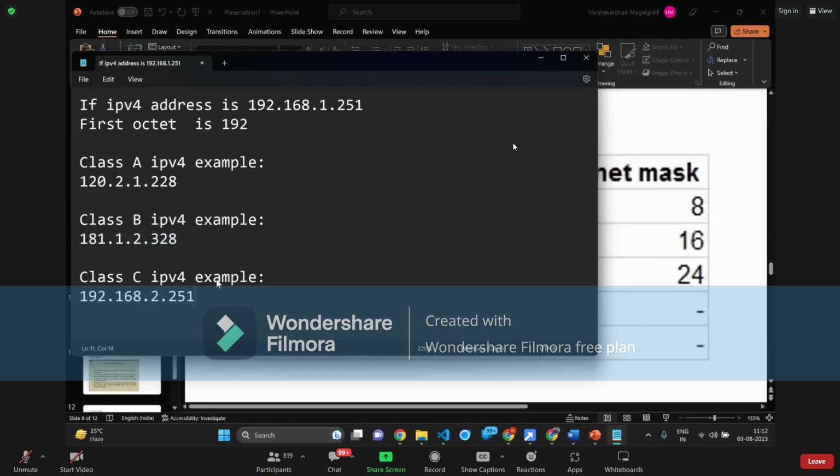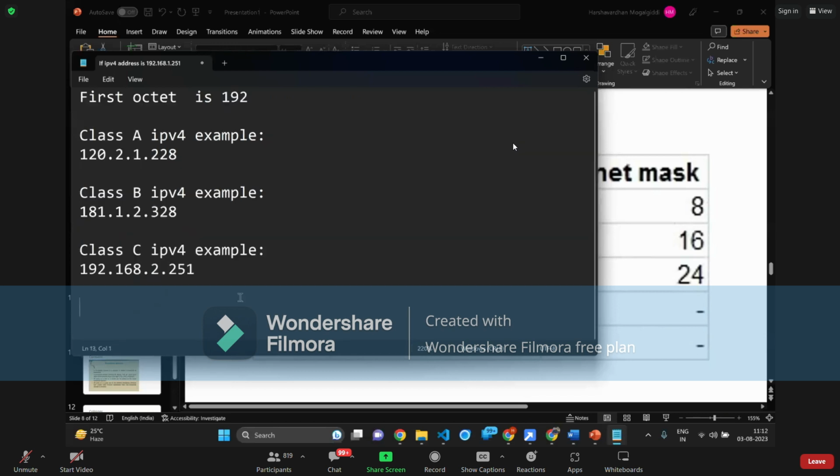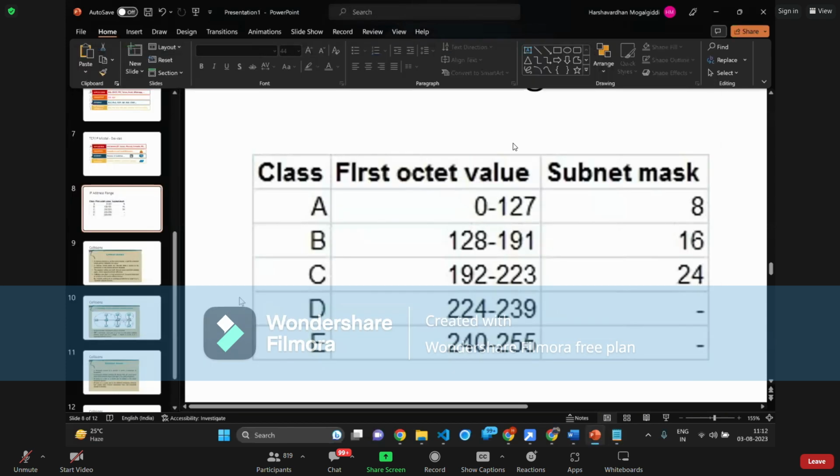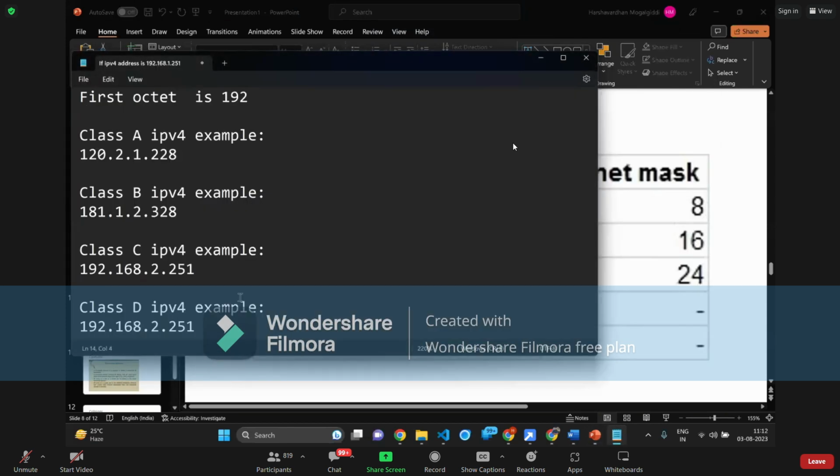192.168.2.51. So this is an example of class C. Next is class D. Class D is what? It starts from 224, right? So we can say 228. Same thing goes with class E.